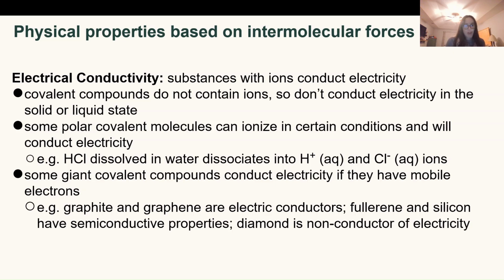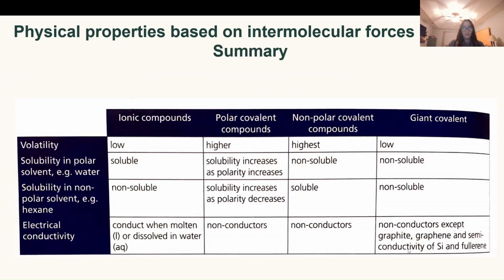And also, some giant covalent compounds can conduct electricity if their electrons are somewhat mobile. For example, graphite and graphene are electrical conductors just because the electrons in those giant covalent structures are somewhat mobile. Some also, like silicon, have semiconductive properties. So here is a summary of different physical properties of the types of compounds we have discussed.